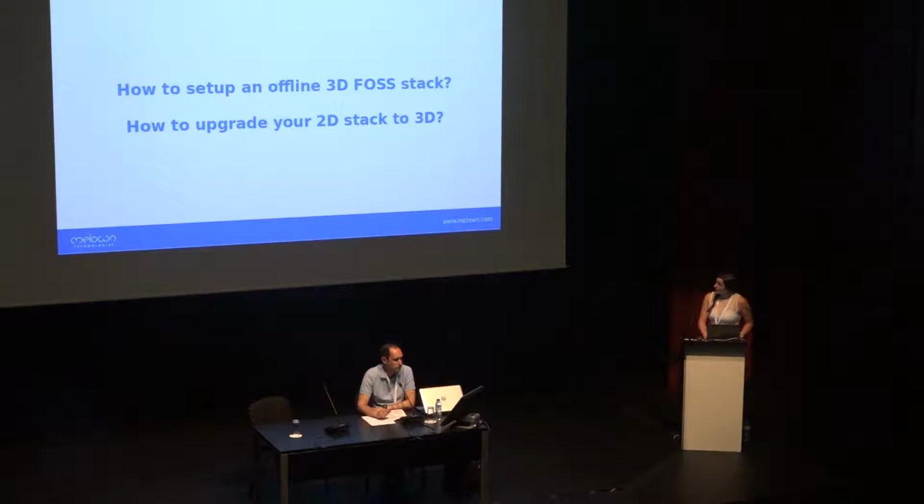So we heard why 2D is sometimes not enough, and where a 3D solution is much better than just 2D. So how to set up an offline 3D FOSS stack and how to upgrade your 2D stack to 3D?